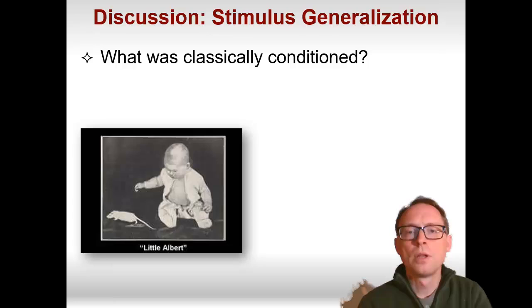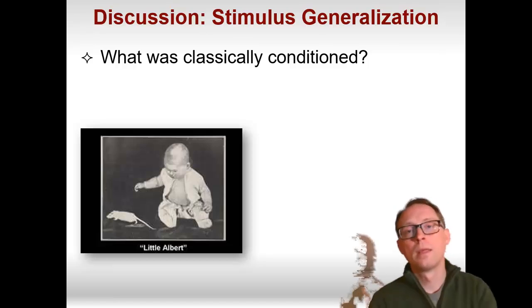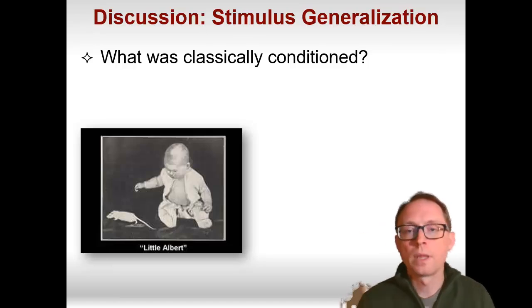Number one, you need to know that kids are not naturally scared of white rats. So you see little Albert there, and little Albert doesn't seem particularly scared of a white rat, right? The white rat is a neutral stimulus. It doesn't cause any response. However, a loud noise does. And so here's what they did. They had little Albert. Little Albert's the baby, not the rat.